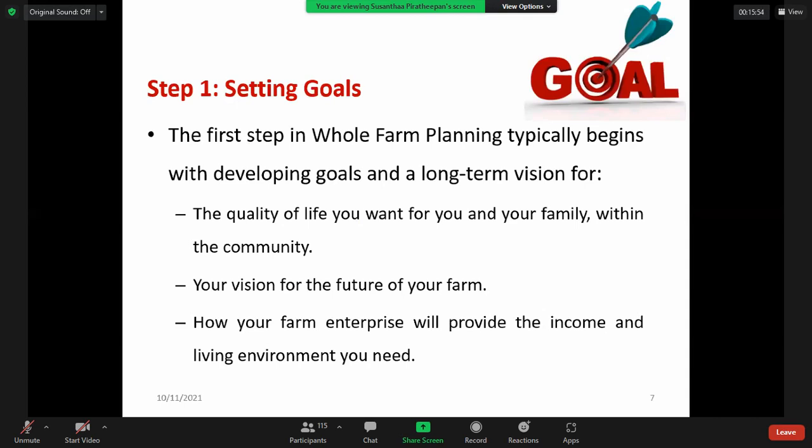Long term means more than 1 year, or 5 years. Usually, farms run for more than 10 years also. So according to our plan and our wish, we usually set goals for the long-term vision. The first one is the quality of life which you or your family need. So you are thinking about this before starting a farm.